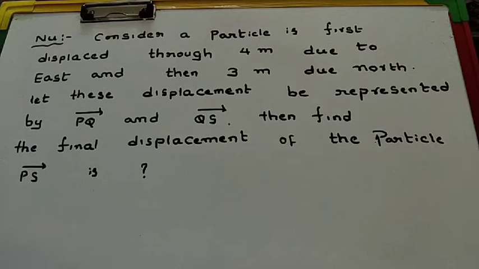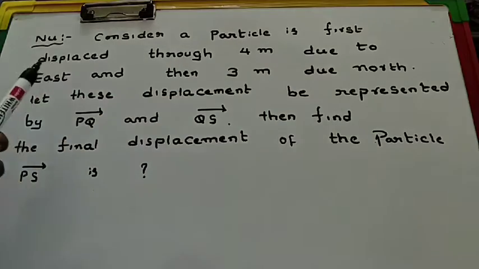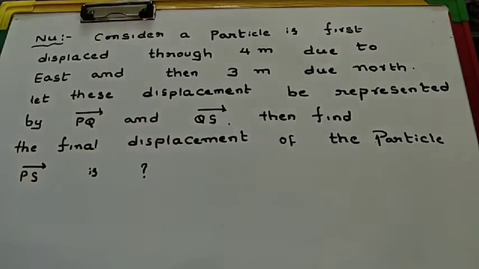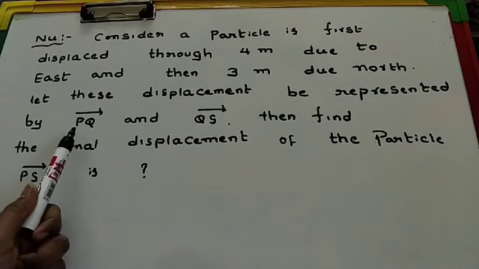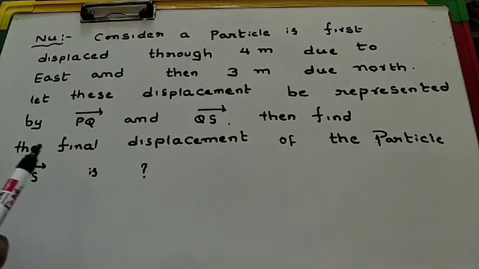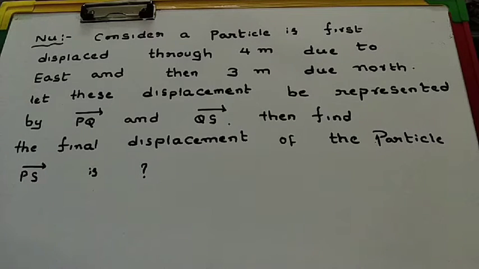Once again I am repeating the question. Consider a particle is first displaced through 4 meters due east, and then 3 meters due north. Let these displacements be represented by PQ vector and QS vector. Then find the final displacement of the particle, PS. This is the question. Now, solution.